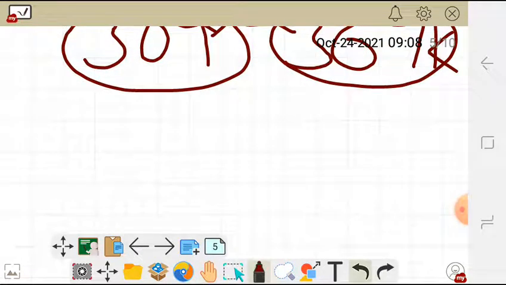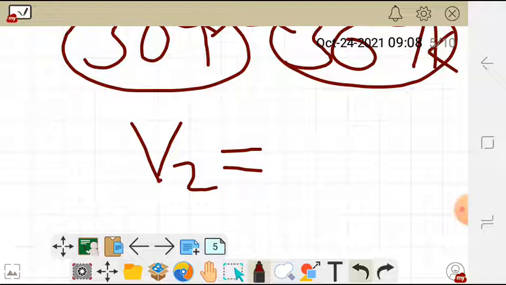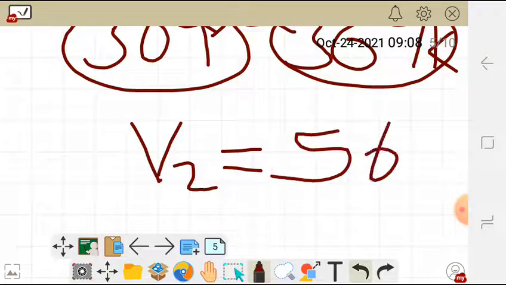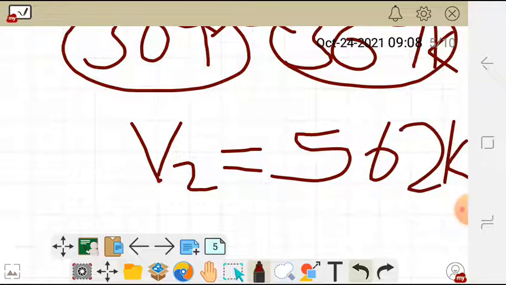And your final answer, the volume V2, must be equal to 562 if you do the calculation very well.